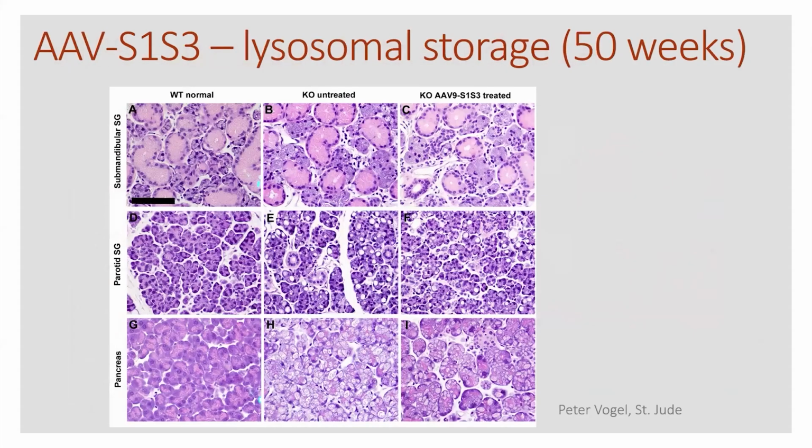This is histology. This was done by Peter Vogel at St. Jude, as was the ISH that I showed, of the submandibular salivary gland, parotid salivary gland, and pancreas. These are tissues that show a lot of vacuolization and storage in the mouse model of ML2. So the left column is the normal wild type mouse. In the middle column, the knockout untreated mouse, and then on the right is knockout treated mouse.